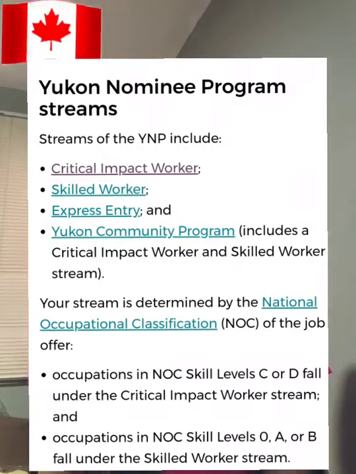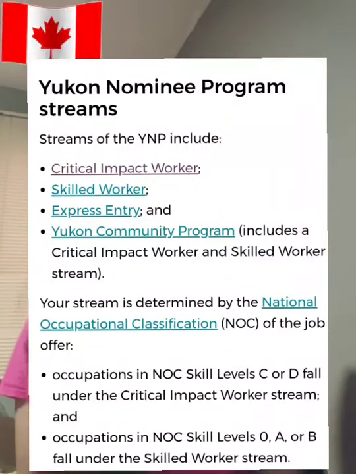Now let's take a look at the various Yukon nominee programs. I'm going to read out the list to you. This is critical impact worker, skilled worker. Third is express entry. Then we have the Yukon Community Program, and it includes both critical impact worker as well as skilled worker. Occupations in NOC skills C or D will be filled under critical impact worker, and occupations in NOC O, A, B will be filled by the skilled worker categories.